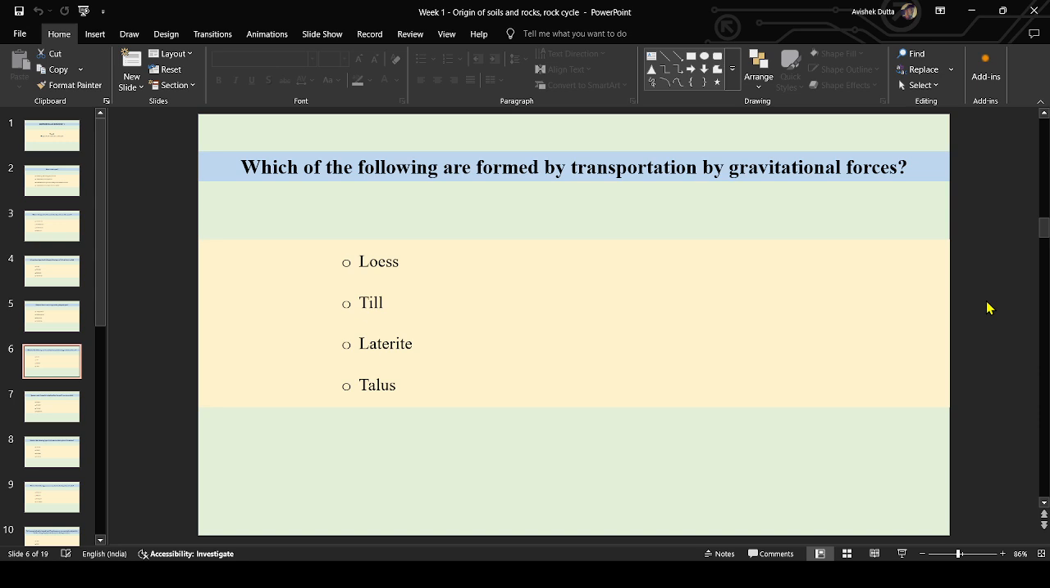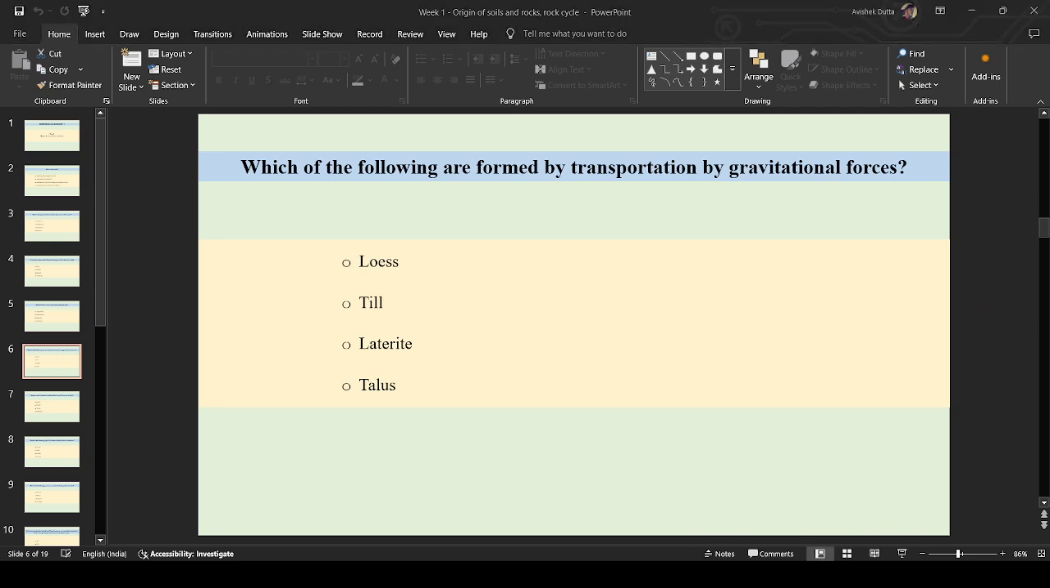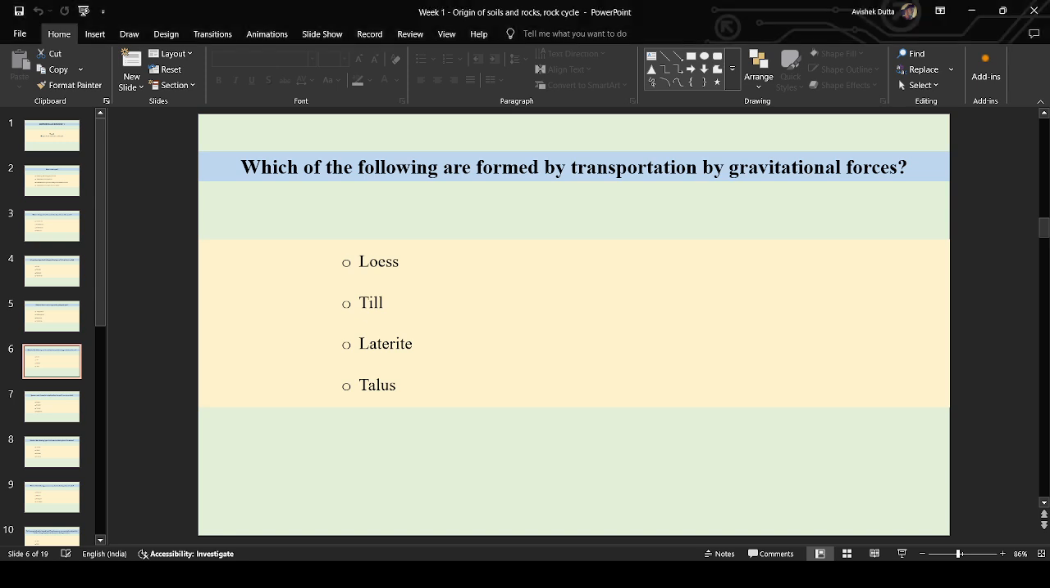Which of the following are formed by transportation by gravitational forces? The options are loess, till, laterite, or talus.